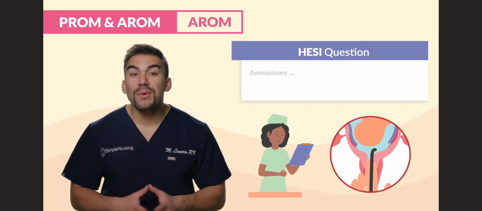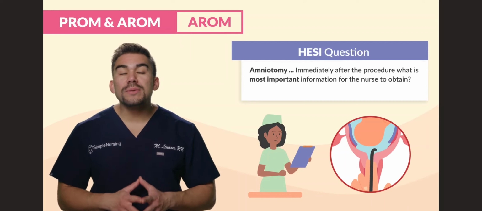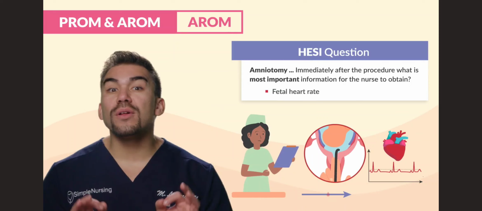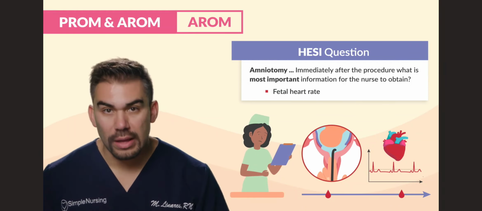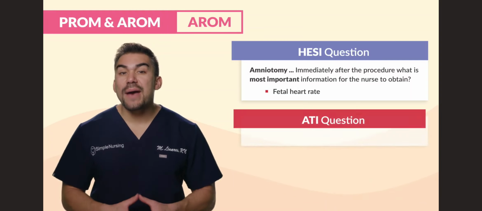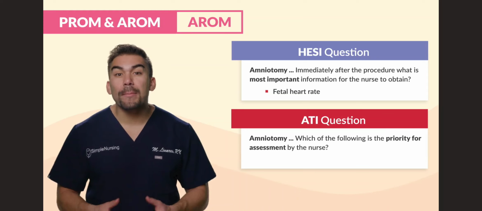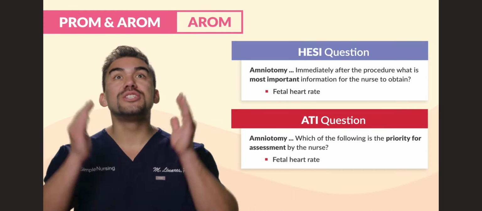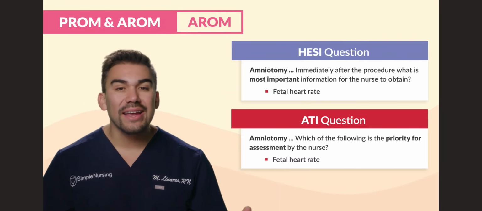So Hesi mentions, for an amniotomy, immediately after the procedure, what is the most important information for the nurse to obtain? Fetal heart rate. Remember, fetal bradycardia could indicate that cord prolapse. And ATI, amniotomy. Which of the following is the priority for assessment by the nurse? Again, fetal heart rate. Remember, we don't like slow heart rates in the fetus because that could indicate a cord prolapse.